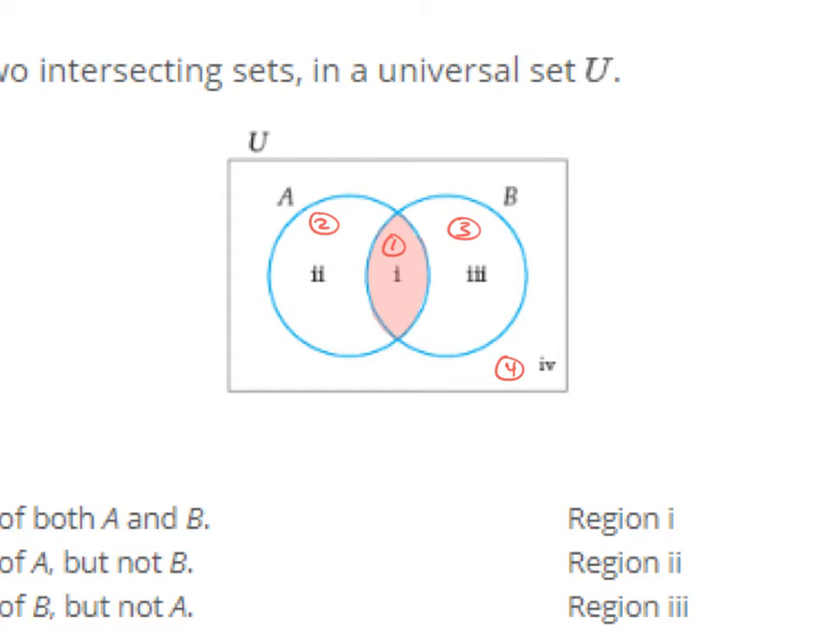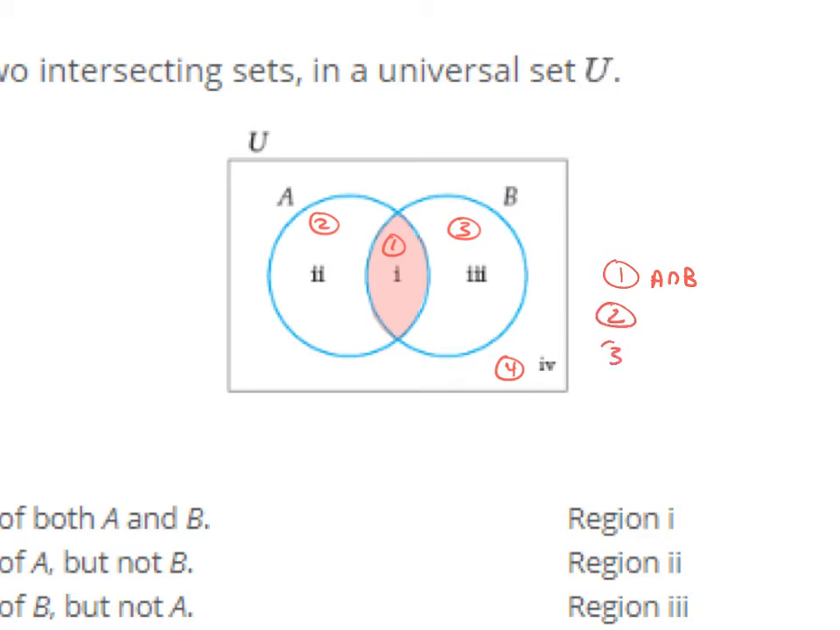So if you look at region 1, let me get the pen. Region 1 is in A and it's in B. It's in A and it's in B. So A and B, as we know it, would be A intersect B, because and is an intersection.